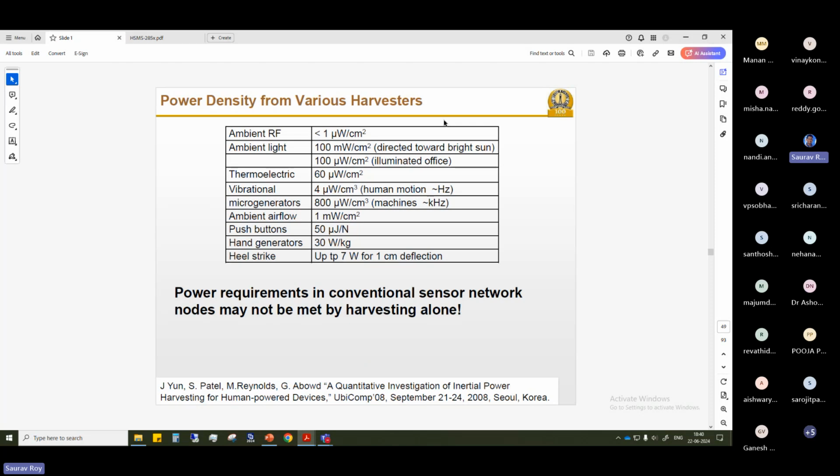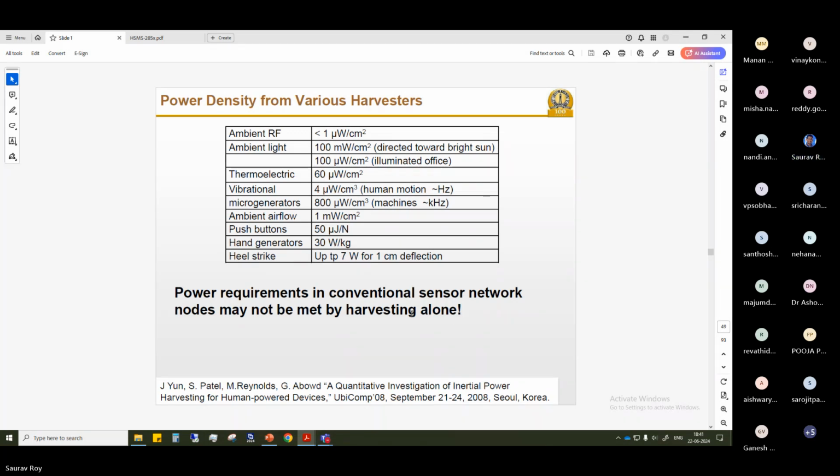Okay, starting from RF, there are a lot of different ways, like obviously solar light, which is the harvesting of ambient light, so that gives you a certain wattage or power density. And differently you have thermoelectric, vibrational energy, as well as airflow energy, and even hand generators or push buttons. All these different types are there.